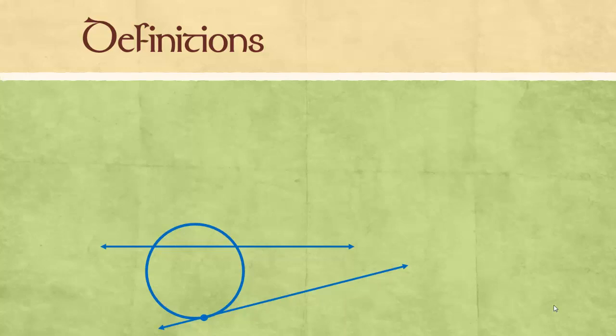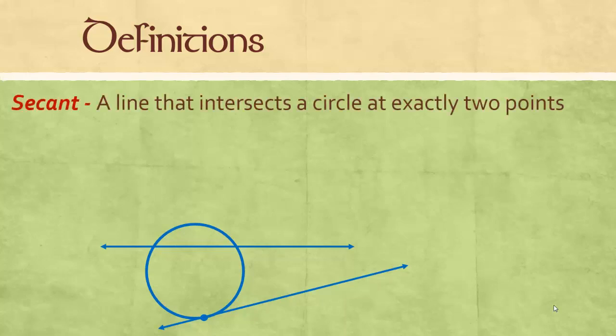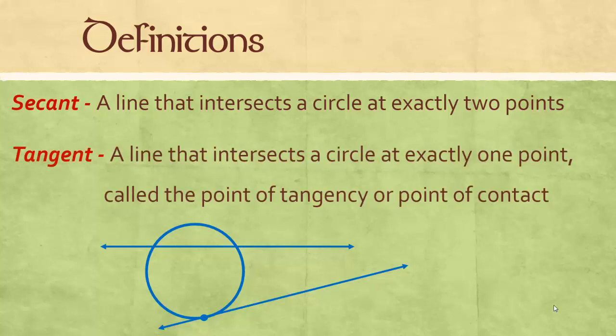Let's start with some definitions, shall we? A secant is a line that intersects a circle at exactly 2 points. A tangent is a line that intersects a circle at exactly 1 point and is called the point of tangency or the point of contact. So a secant, here we've got the line touches at 2 points, so that would make it a secant. We've got here one that touches at 1 point, so that would be a tangent line.